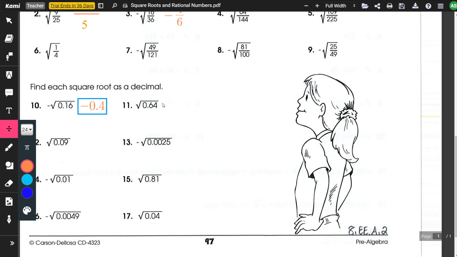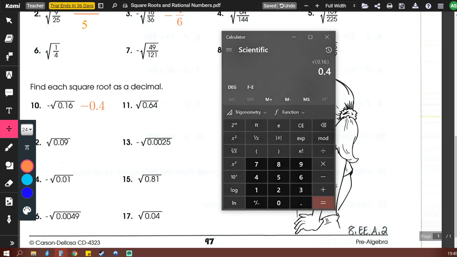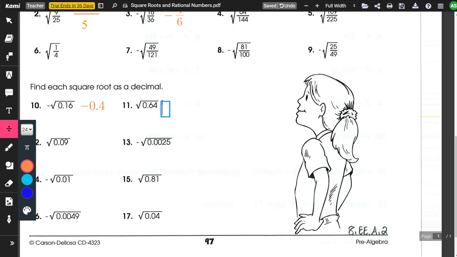Okay, here, well, I know the square root of 64 is 8, but let me make sure if it's going to be 0.8, or maybe it's going to be 0.08. So let's make sure. Yep, 0.8. And that's it. That's all you're doing for this. If you have any questions, let me know.